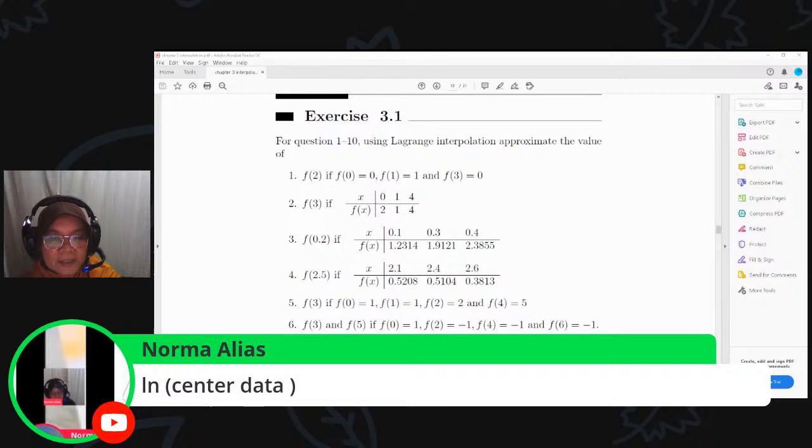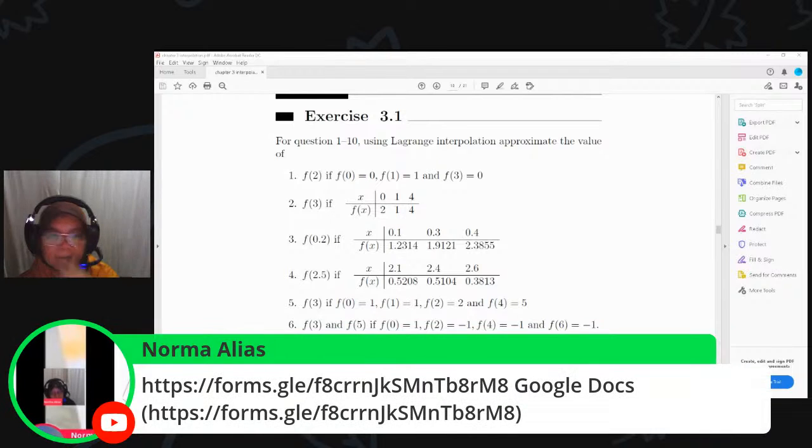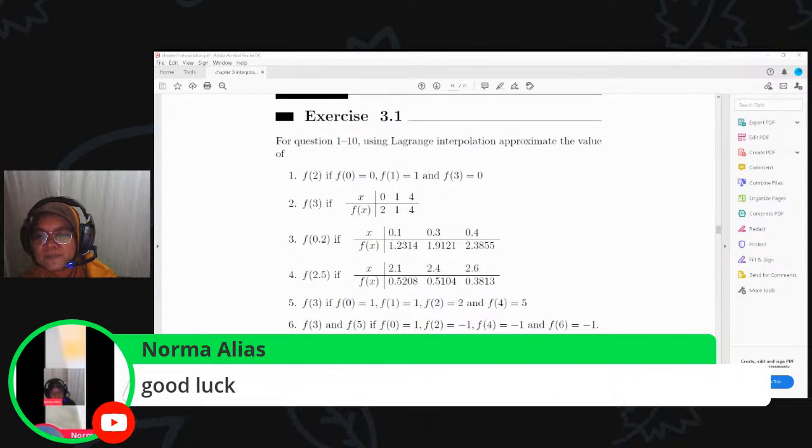Go to the Telegram, you can see. I'm waiting for you to answer. If you have any question, come on. Good luck. See you at the Google form.